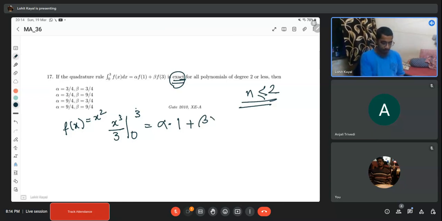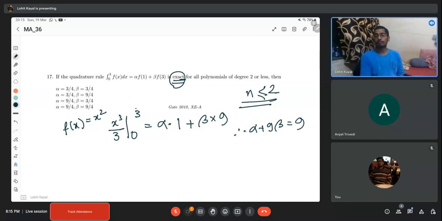which will be beta into 9. And this value is 27 by 3, which is 9. So alpha plus 9 beta is equal to 9. But here I have two variables, alpha and beta, and this is only one equation. Now what to do? Again, just read the question statement.